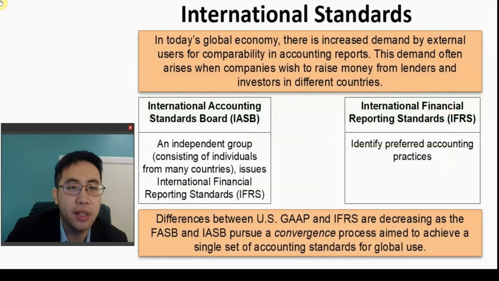All right, and there also exist other accounting principles that are used outside the United States. These international standards could be the International Accounting Standards Board, and also International Financial Reporting Standards, aka IFRS. These are also used by many countries. The difference between US GAAP and IFRS is decreasing, and the differences are very little now, and they are more similar to one another.